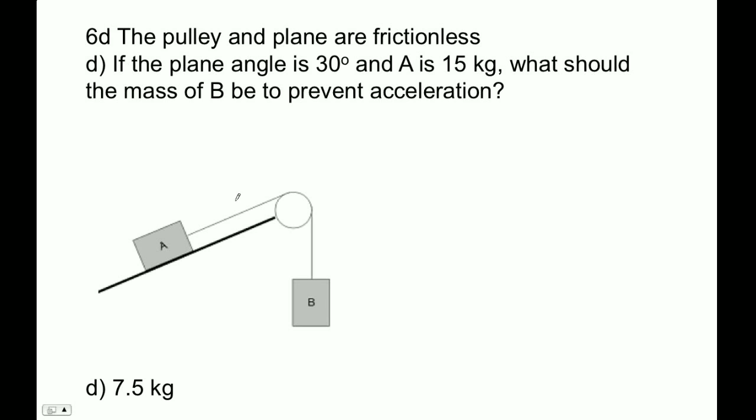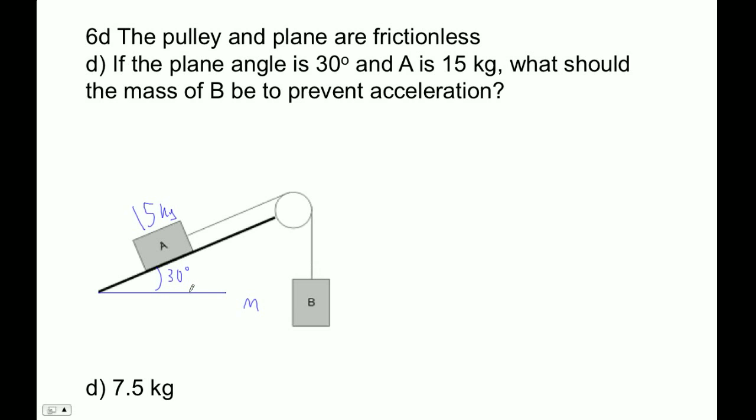Okay, we got one more for 6 here, right? Now we're supposing instead of this being 25 degrees, this angle right here is 30 degrees. Okay, and then we want to know what is the mass of B if this is 15 kilograms. What does this mass equal so that the thing doesn't accelerate?